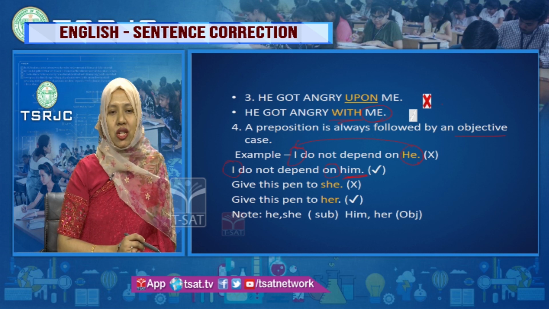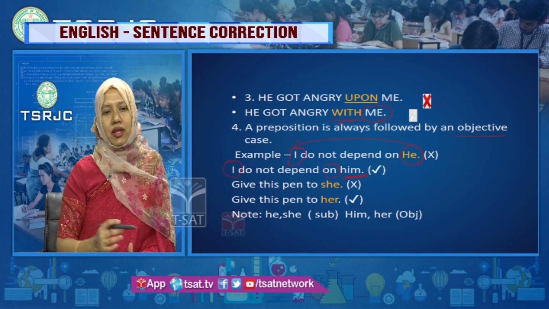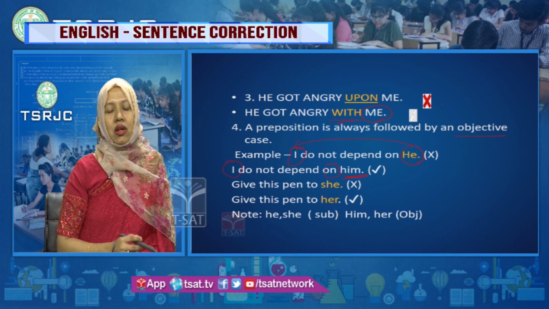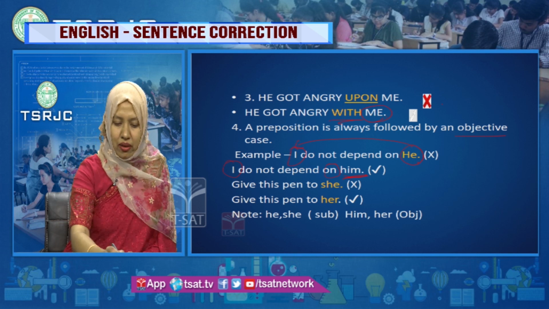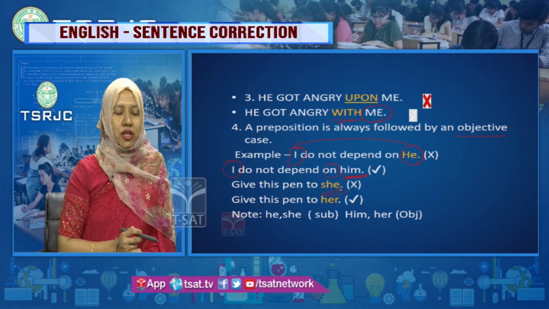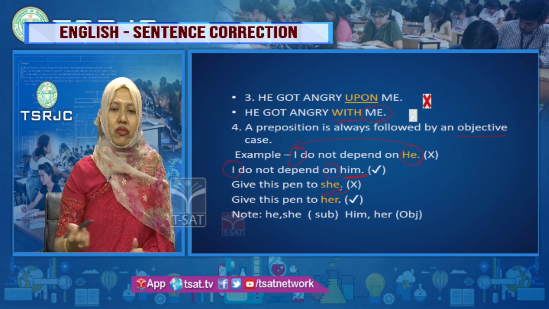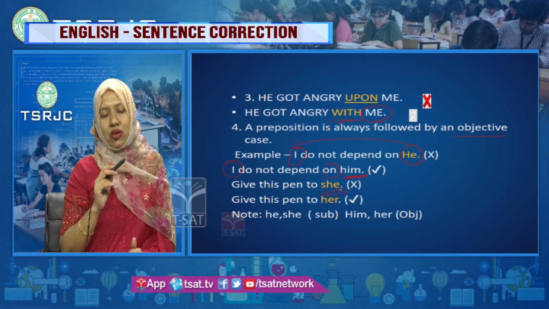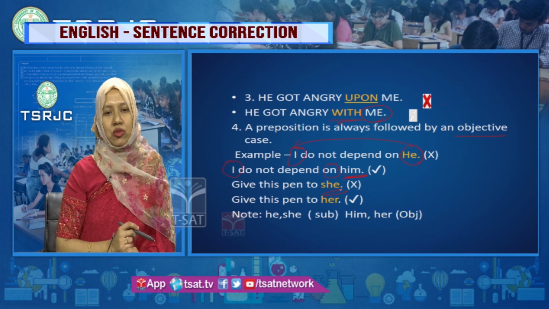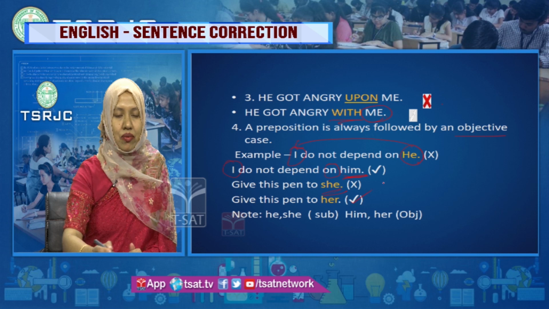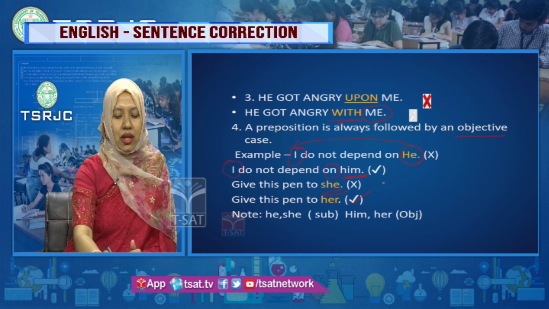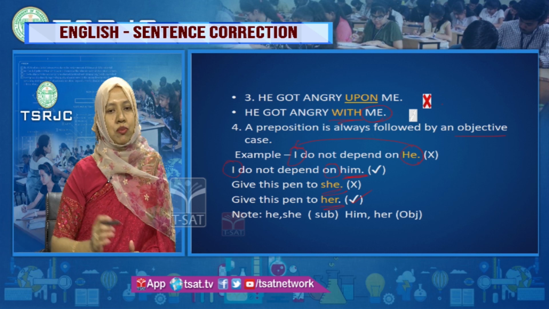Give this pen to she. Most of the students make this mistake. Give this pen to she. Again, she is a subjective pronoun, not objective. It cannot be used in the objective case. You can start the sentence with it, or you can use it in the subject form. She, he can be used in the subject place, but you cannot use it in the object place. Give this pen to her is the correct sentence. Her is a pronoun which is used in the object's place.